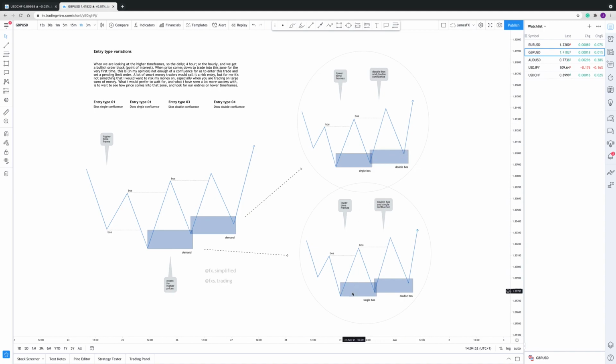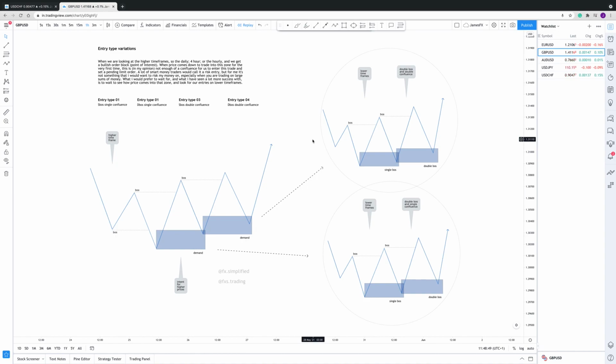So for me, I do take trades with a single BOS and a single confluence, as long as we are trading with the trend. But I do also take a double BOS as well. But again, it comes down to how it breaks. So you'll need to do your testing on that. But like I say, if you're struggling with entries, then the minimum that you should be taking is a double BOS, and then these entries up here.